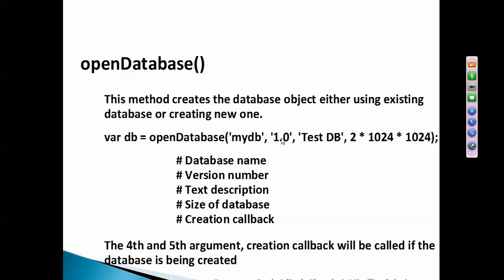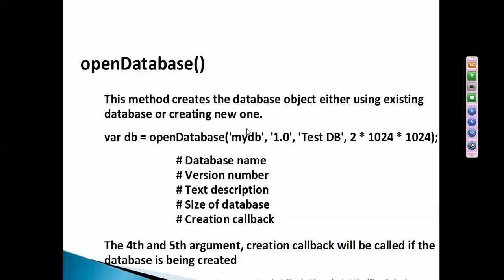So whenever you need to make any changes in the DB, you need to change the version, like you were doing in IndexedDB, and whenever there is a version change, it's going to call a function. So on that callback, you can create or modify whatever you need. Now this part, test DB, is just a description, and then you provide the size. Here I'm using around 2 KB of size allocated to this DB.